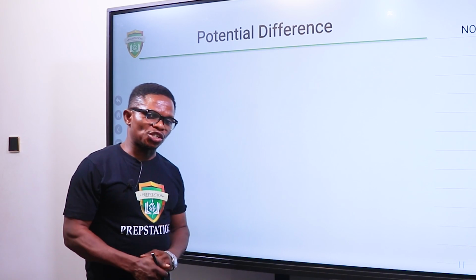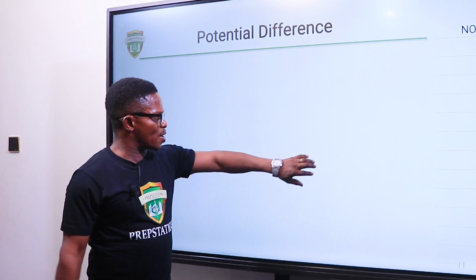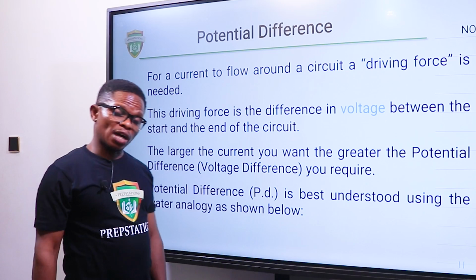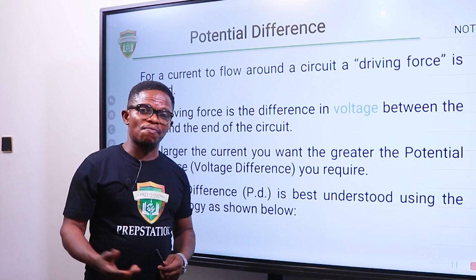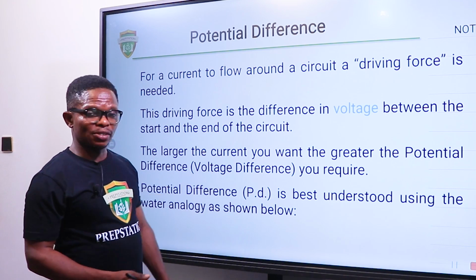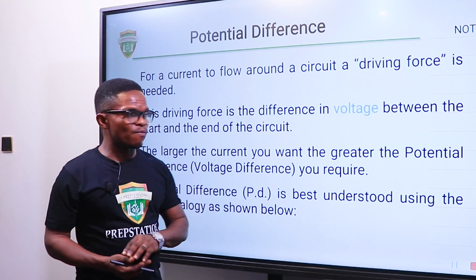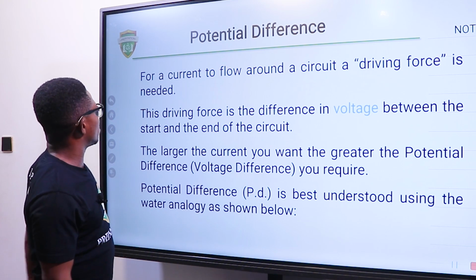Now, let's look at potential difference. I've just talked about current. Now, what is potential difference? Actually, in electricity, these are the parameters used in defining or explaining electricity. That is current and voltage, also known as potential difference.